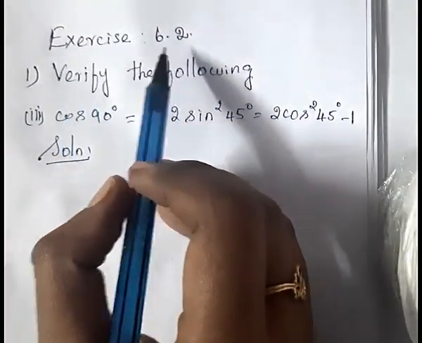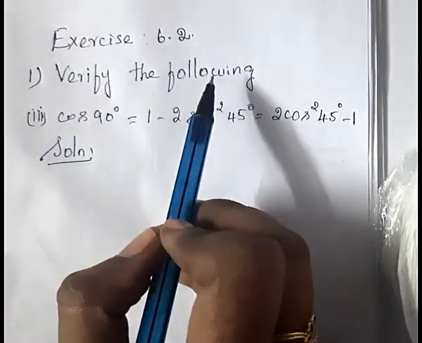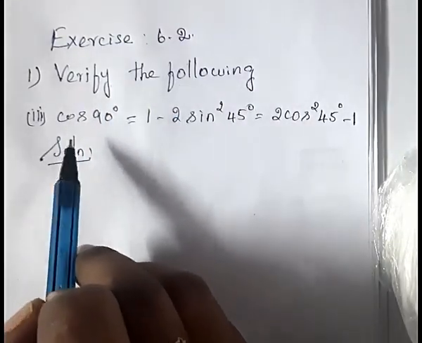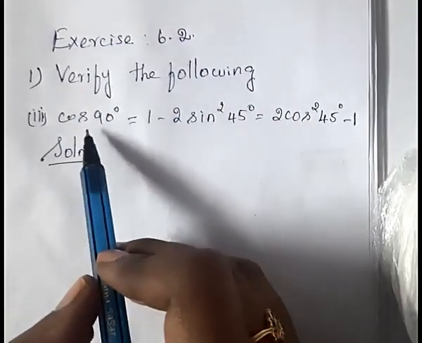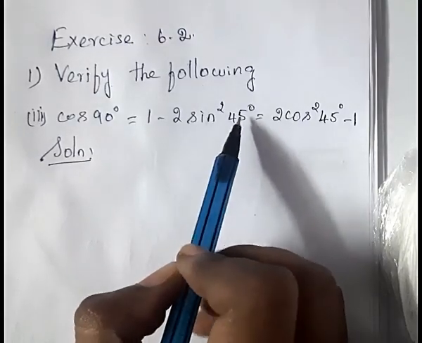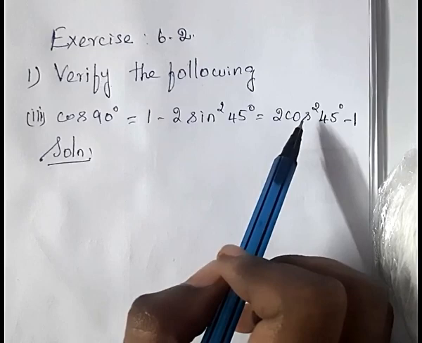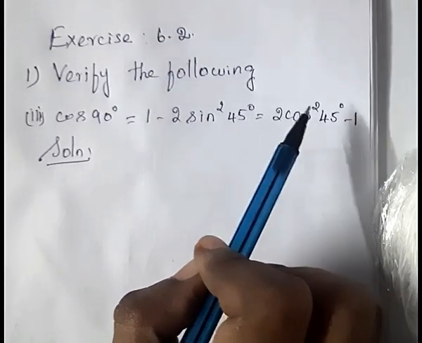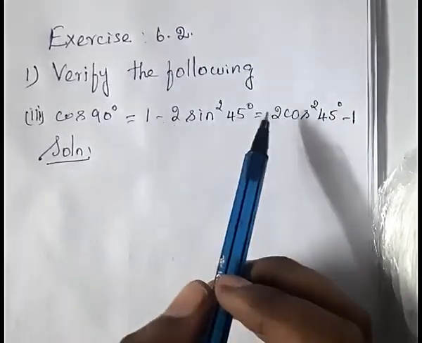Exercise 6.2. First problem, verify the following. Yesterday we did two problems. It is the third problem. Cos 90 degree equal to 1 minus 2 sin square 45 degree equal to 2 cos square 45 degree minus 1. So we have three equalities.